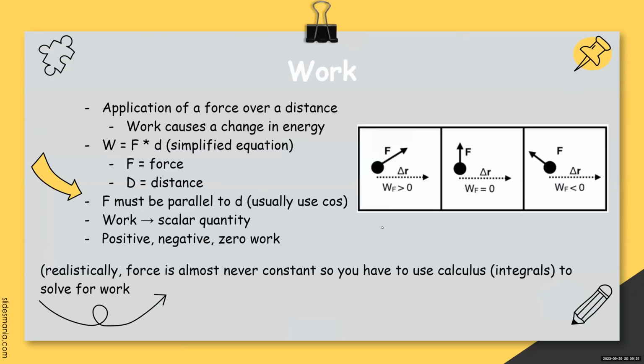So, first of all, what is work? Work is the application of a force over a distance, and work causes a change in energy. So, here's the formula for work. Work equals force times distance. As you can see, F is force, D is distance, and the force must be parallel to the distance, which is why sometimes you should use cosine, so they are parallel. Work is also a scalar quantity. However, you can have positive work, negative work, or zero work, depending on the directions of your force and your distance.